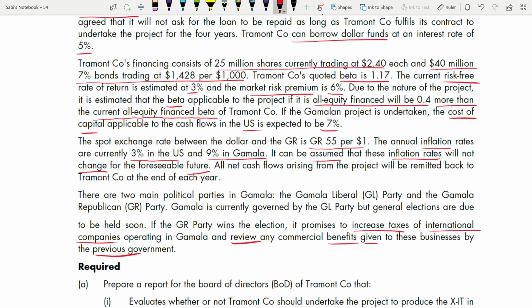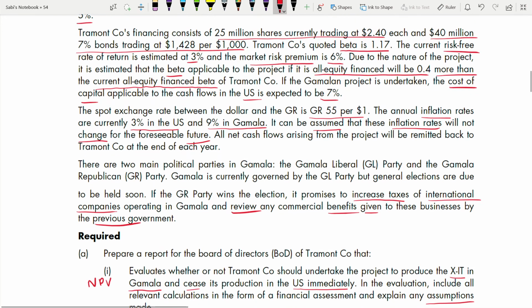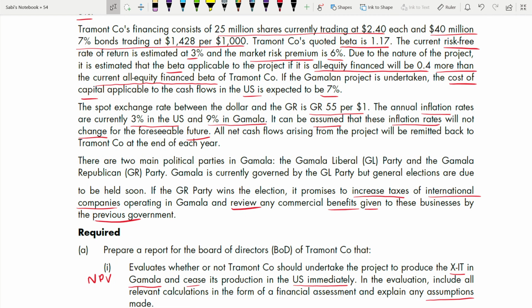Now coming to part A. Evaluate whether or not you have to undertake the relocation. Where is your starting point? Starting point is net present value. Of course, by now we know that adjusted present value is needed. But first we have to find net present value.